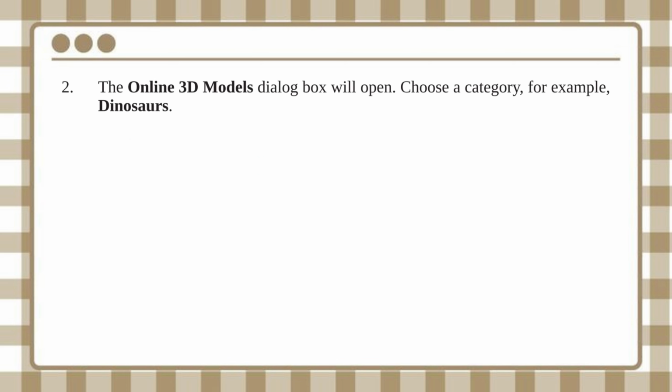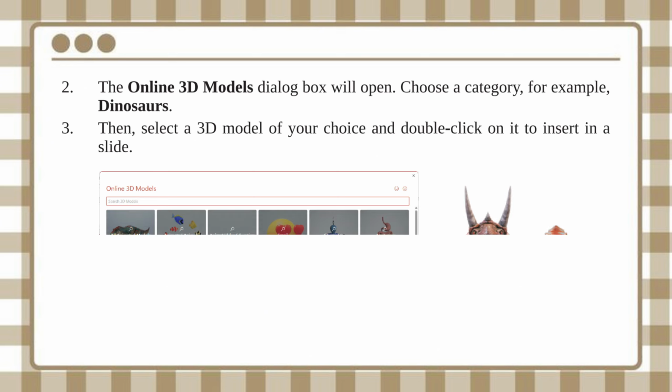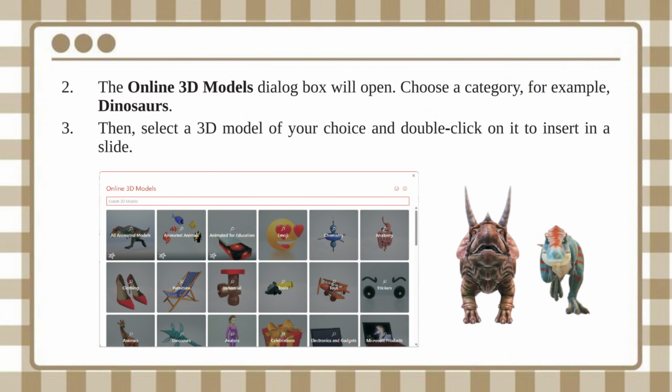2. The Online 3D Models dialog box will open. Choose a category, for example, Dinosaurs. 3. Then, select a 3D model of your choice and double-click on it to insert it in a slide.